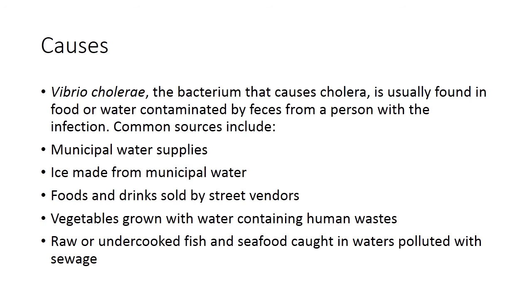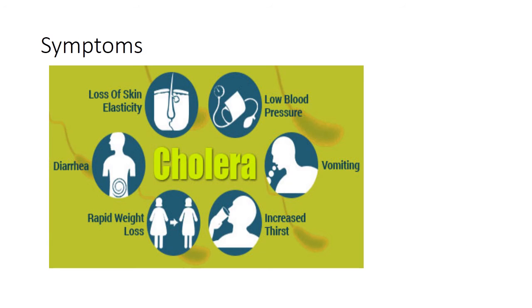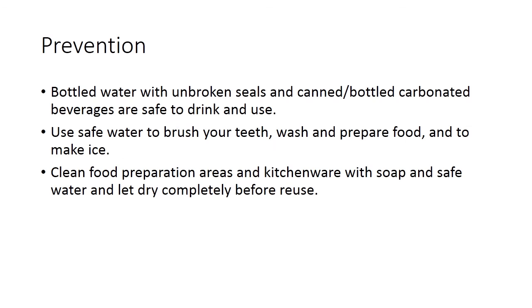the bacteria that causes cholera is usually found in food or water contaminated by feces, and the name of this bacterium is Vibrio cholerae. It is caused by municipal water supplies, ice made from municipal water, foods and drinks sold by street vendors, vegetables grown with water containing human waste, raw or uncooked fish or seafood. Common symptoms are low blood pressure, vomiting, increased thirst, rapid weight loss, diarrhea, and loss of skin elasticity.